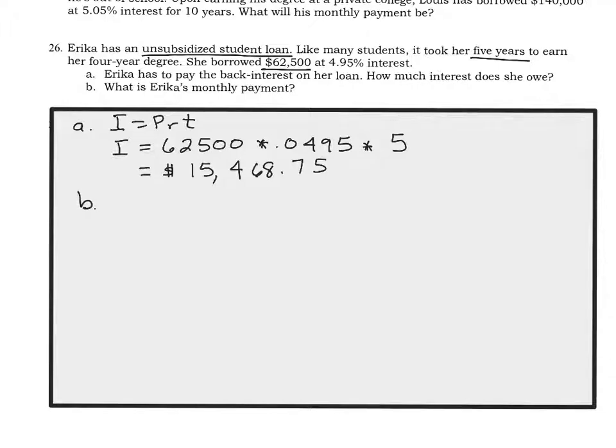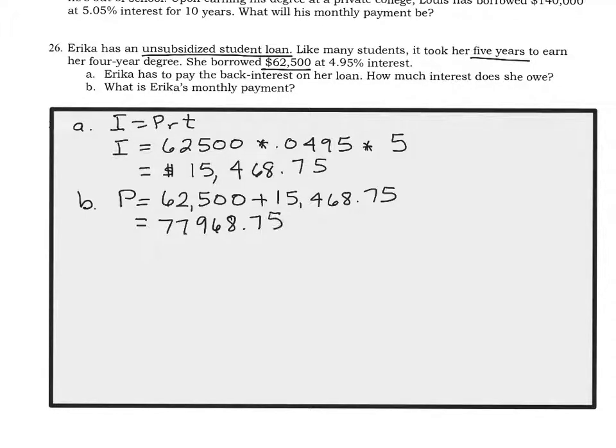Well, first of all, let's find our new principal, which is $62,500, plus what you just found, that interest that she's been accruing while she was getting her education. So that makes our new principal $77,968.75. Okay? So we're going to assume that the rate is still the same.